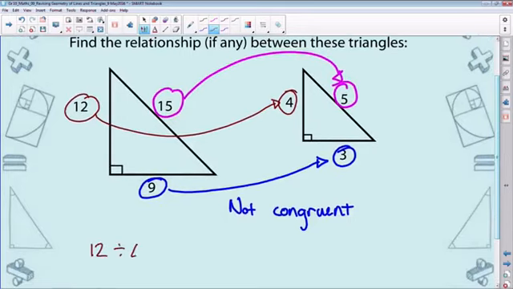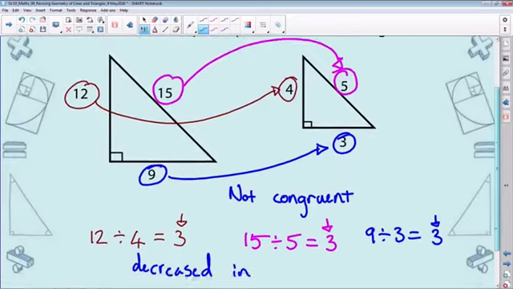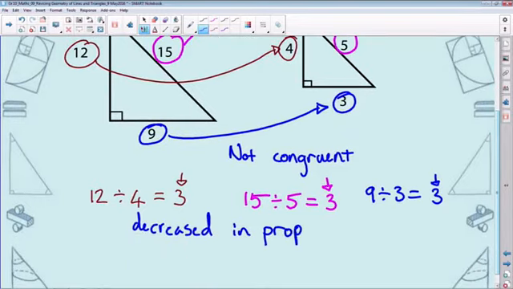12 divided by 4 gives me 3. So it has been decreased by a factor of 3. And what about 15? 15 divided by 5 gives me 3. It has also been decreased by a factor of 3. And it'll be no surprise to you that 9 divided by 3 is equal to 3. So because they have a common factor, or they have been increased in proportion, decreased in proportion, they are similar. Therefore, and I'm just going to name it, triangle 1 is similar to triangle 2.